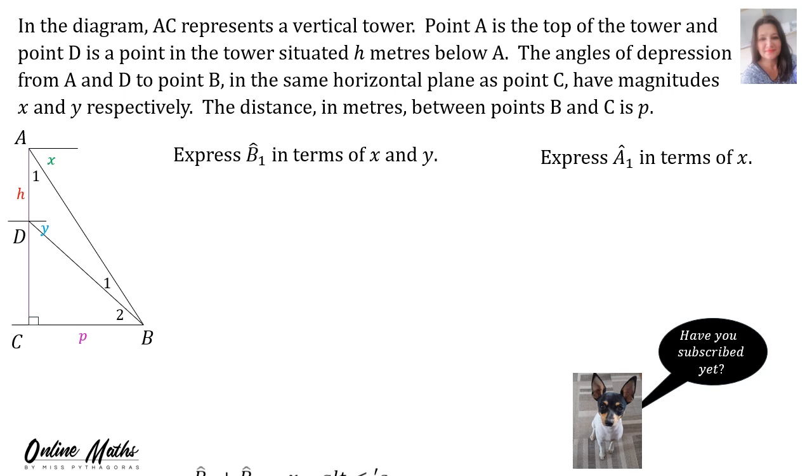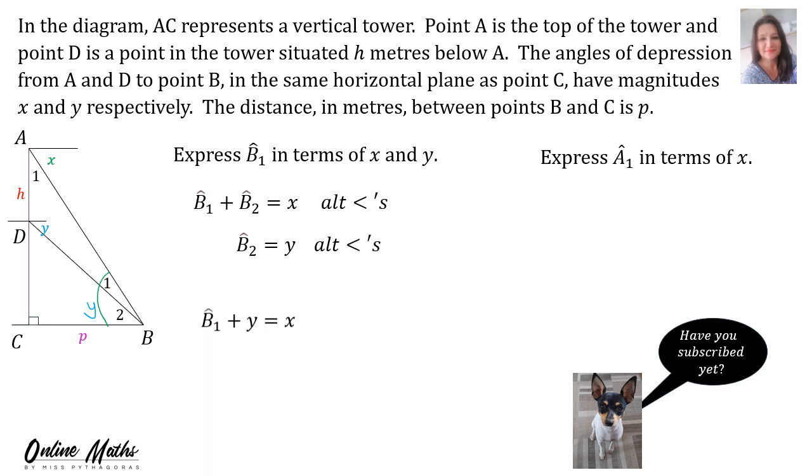So when we go to B1, we can see that B1 plus B2 is equal to x, and your reason is they form alternate angles, and can you see it's the two of them together, that's x. But B2 is equal to y, and the reason is alternate angles. Therefore, we can say that B1 plus y is equal to x, and therefore B1 in terms of x and y is x minus y.